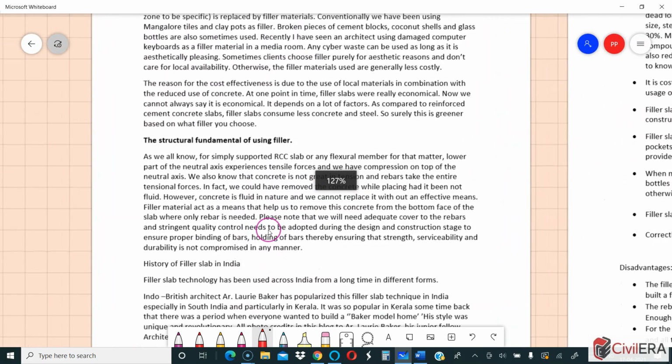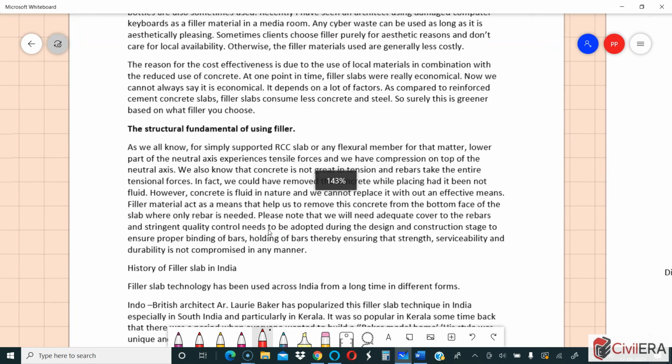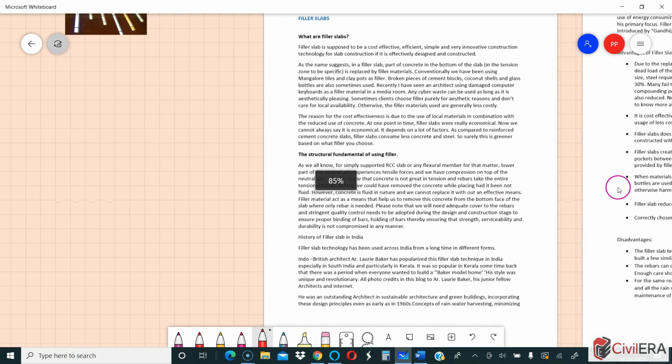Now, what is the structural fundamental of using filler? Let me briefly explain. As we all know, for a simply supported RCC slab or any flexural member for that matter, the lower part of your neutral axis experiences tensile forces. I have explained this in another blog, so you can read that at civilera.com/blog. I'll be cross-linking it here anyway.